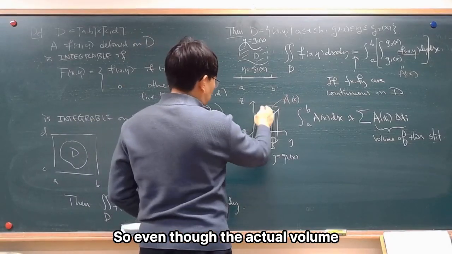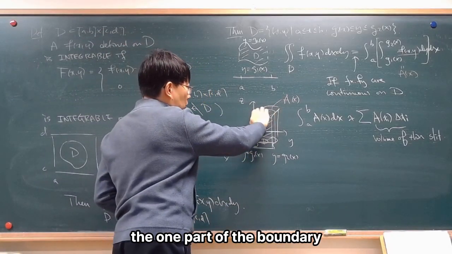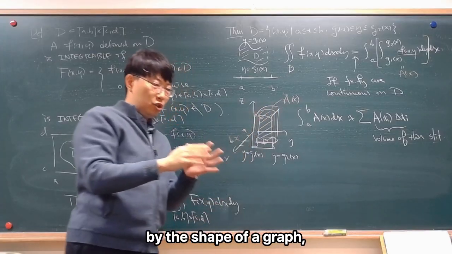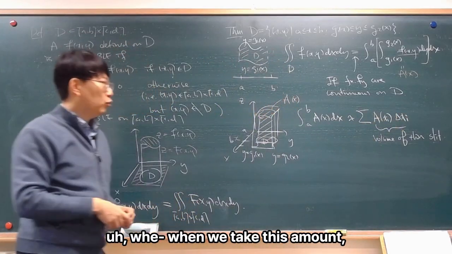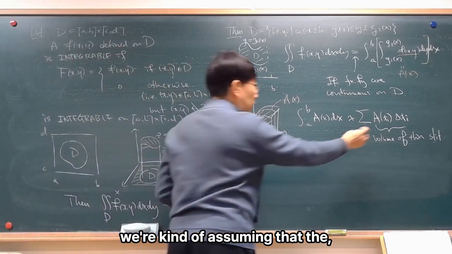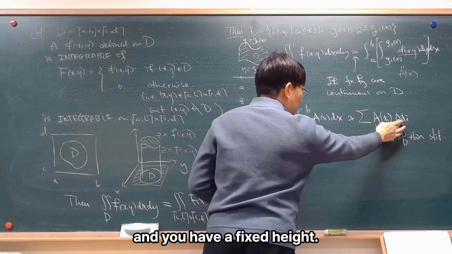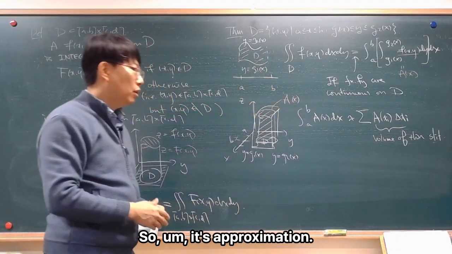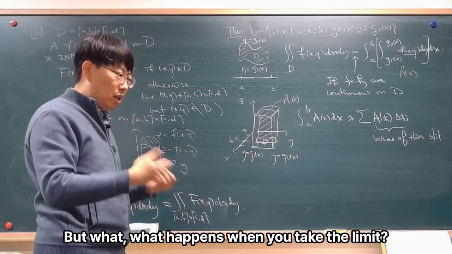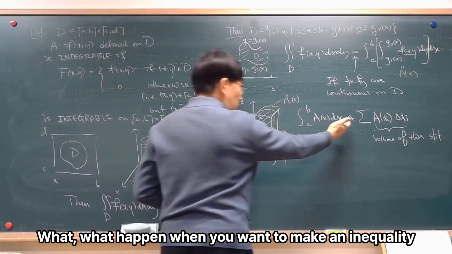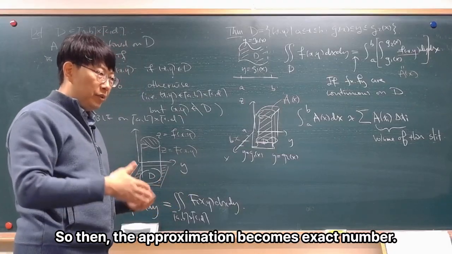So even though the actual volume is changing, one part of the boundary follows the shape of the graph, but when we take this amount, we're assuming that the bottom area is fixed and you have a fixed height. So it's an approximation. But what happens when you take the limit? What happens when you want to make it an equality here? Then the approximation becomes the exact number.